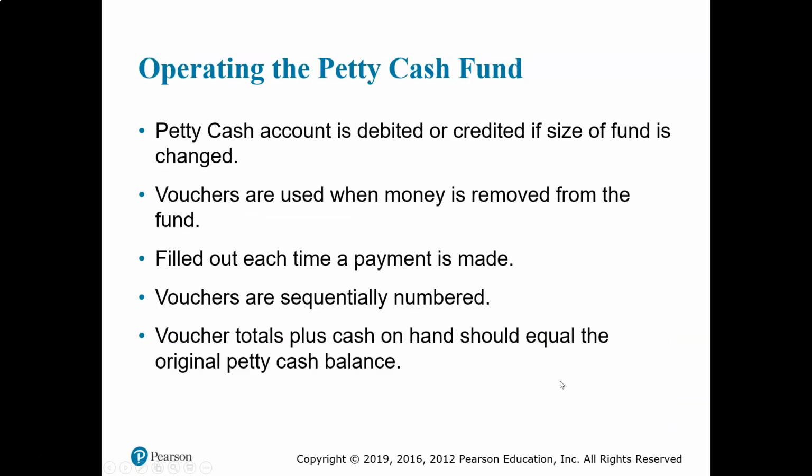The petty cash account is debited or credited if the size of the fund is changed. Vouchers are used when money is removed from the fund. One of the internal controls is that they are sequentially numbered. A voucher is filled out each time a payment is made, and it's usually signed by both the person taking the cash and the custodian. The vouchers plus cash on hand should equal the original petty cash balance.